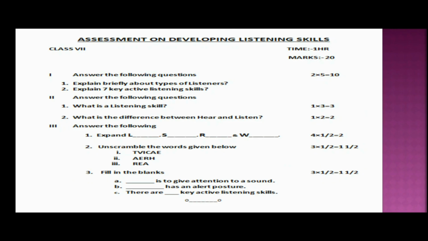And the third one is fill in the blanks. Here also 3 blanks are there. I'll read them out. First one, dash is to give attention to a sound. Second one, dash has an alert posture. Third one, there are dash key active listening skills. Here each blank carries half mark, so all 3 halves make 1.5 marks. So the total assessment is for 20 marks. Hope you find the paper and try to answer by your own.